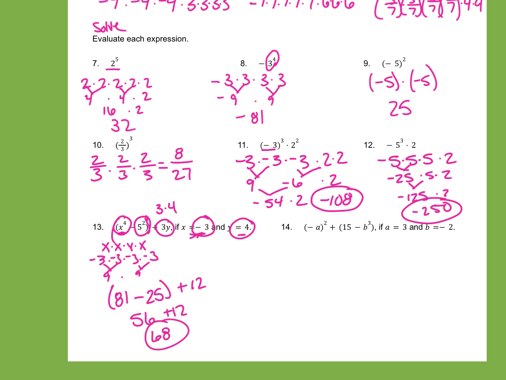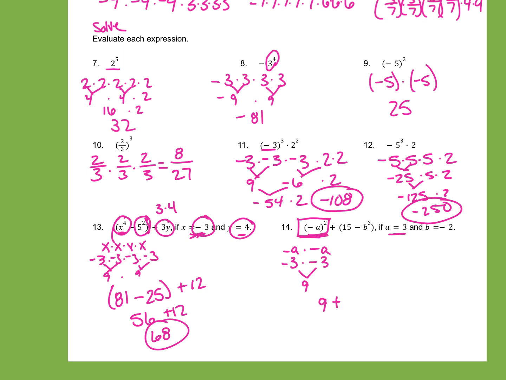And then on our last one, let's first write out what this means. This means I have negative a squared, which means I have negative a times another negative a, and a is 3. So negative, and then I replace a with 3, then I have a negative, and I replace a with 3, and then negative 3 times negative 3 is 9. So this first part here is 9.